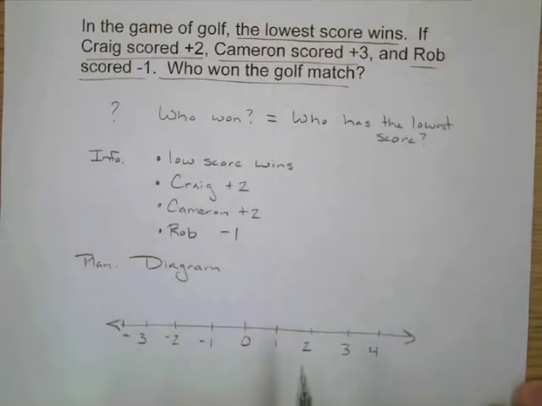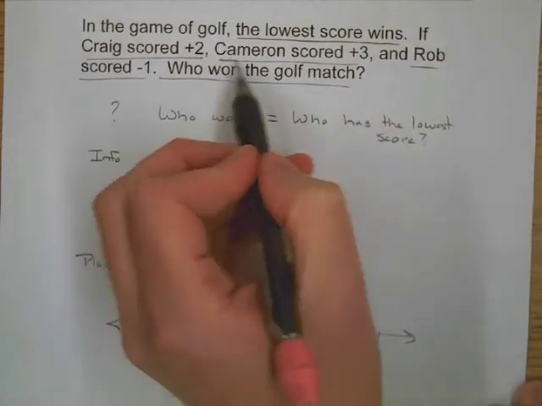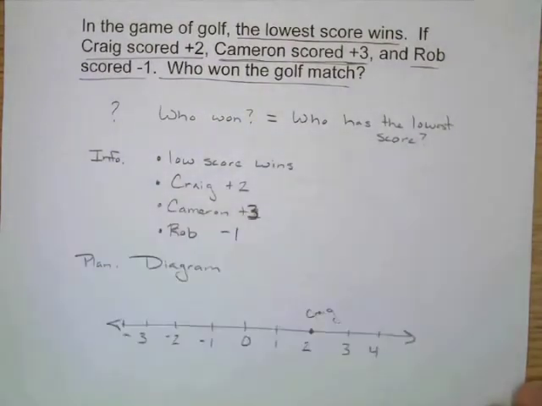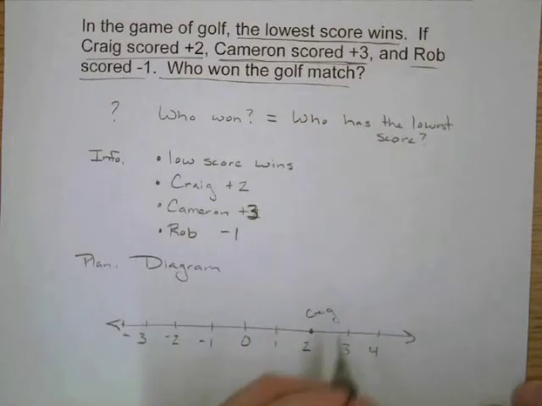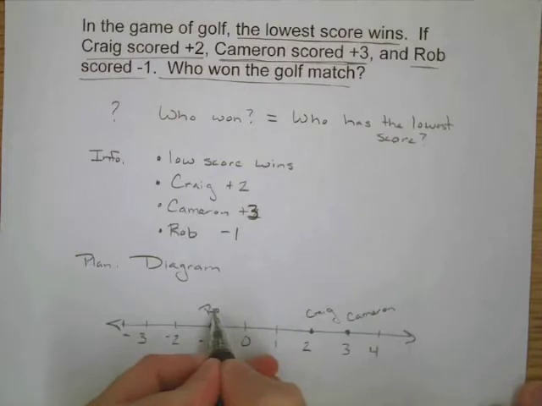So I'm going to place our different people on there. So let's see. Craig was a +2, so here's +2. Okay, and that's Craig. And Cameron was a +2. Well, wait a second. I'm going to go back and double check that. Oh wait, Cameron was not a +2. He's a +3. I better make sure that I'm getting my information down correctly there. It's always a good idea to go back and double check occasionally. So Cameron was a +3, so here's Cameron on my number line. And then Rob was a -1. Here's my -1 on my number line, and there's Rob.